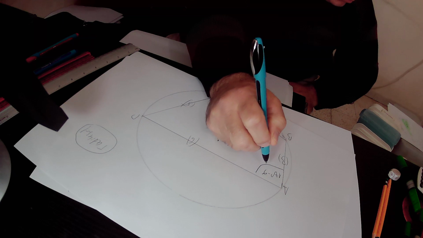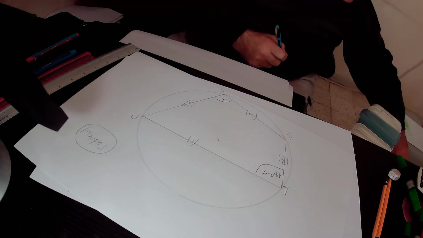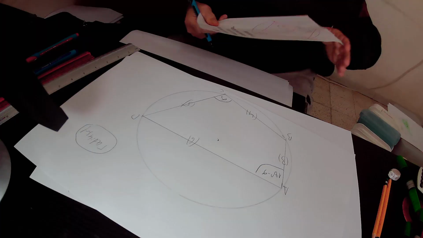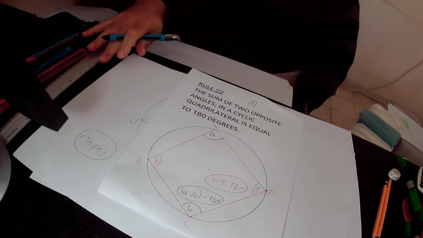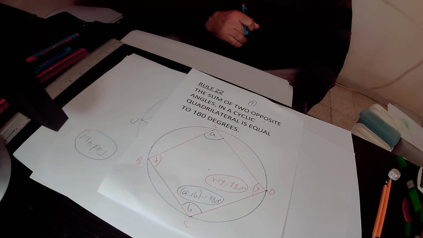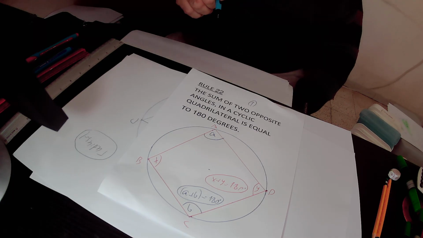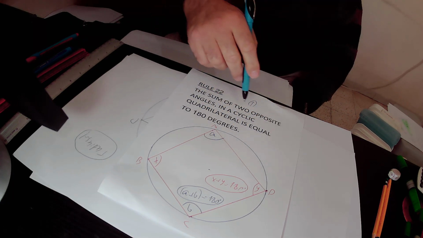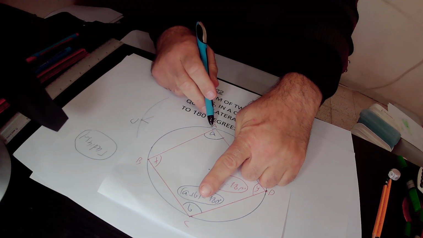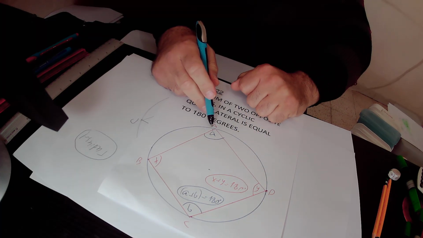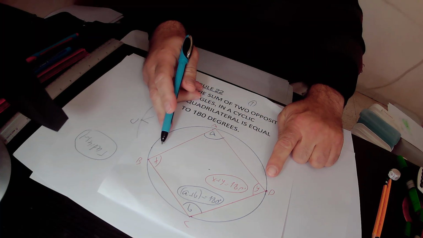According to rule 22. Repeat again. Rule 22. According to rule 22, the sum of two opposite angles in a cyclic quadrilateral is equal to 180 degrees. Quadrilateral ABCD is of course a cyclic quadrilateral, therefore the sum of those two opposite angles must be equal to 180 degrees. That is to say, A plus B equals 180 degrees. Likewise, the sum of those two opposite angles must also be equal to 180 degrees. That is to say, x plus y equals 180 degrees.